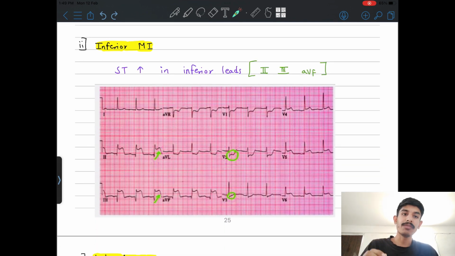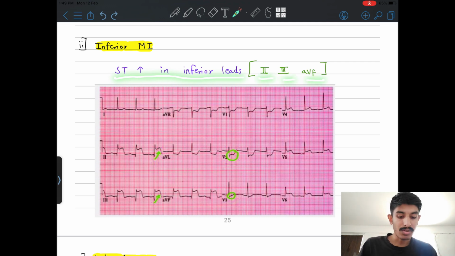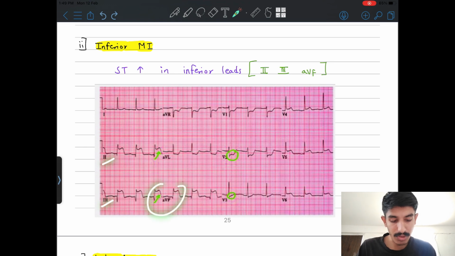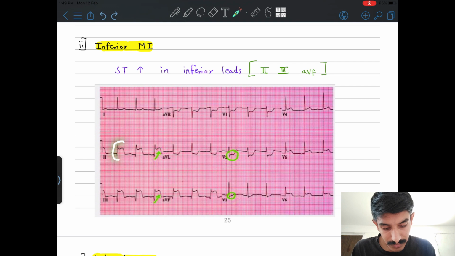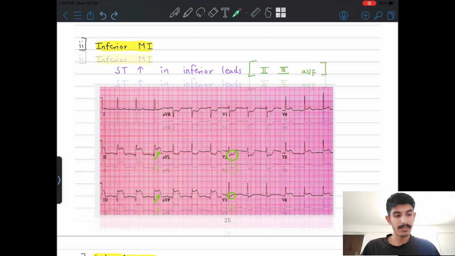Same thing for the inferior myocardial infarction. If there is ST elevation in inferior leads like second, third, and AVF. So just look at second, third, and AVF. This second, third, and AVF. Okay, so look at this elevation. As you can see, there is elevation, and in the opposite leads there are depressions. So it is known as inferior myocardial infarction.